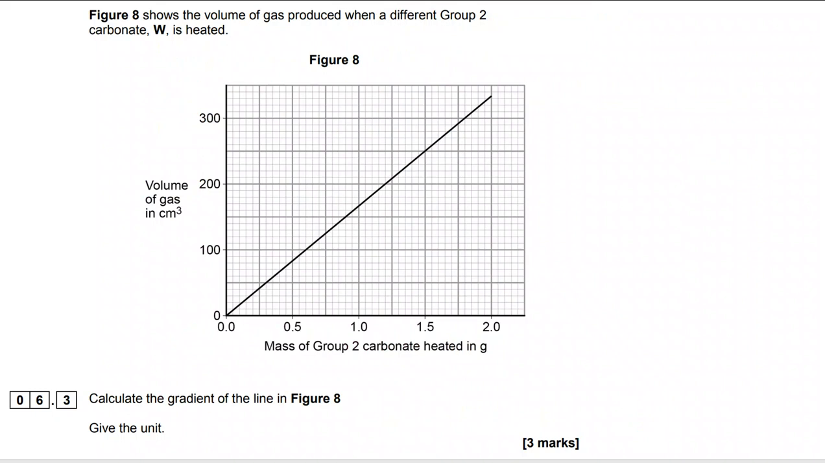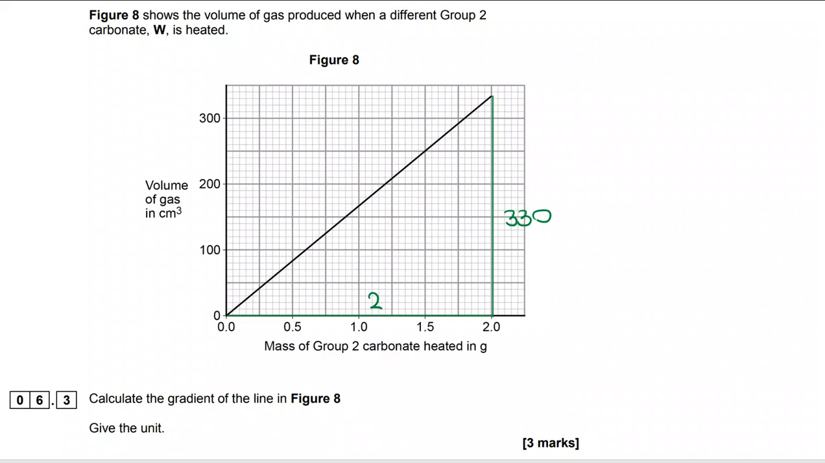On to 6.3, and your job here is to calculate the gradient of the line in figure 8 and give the unit for it. So I'm going to use the maximum amount of the line possible, and I'm actually going to go right the way across and all the way up at 2. And then going to find out what the values are for the changes. So for my volume of gas, I'm going from 0 to 330. And for my mass of group 2 carbonate heated, I'm going from 0 to 2.